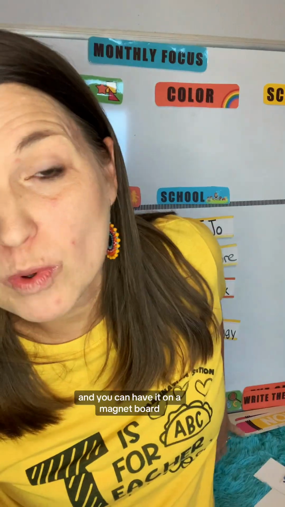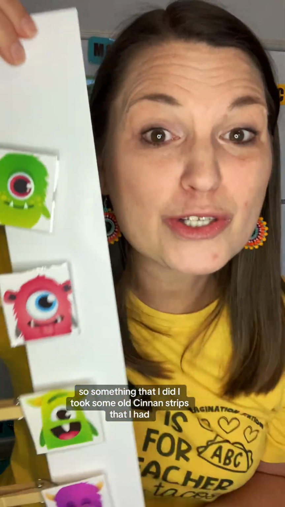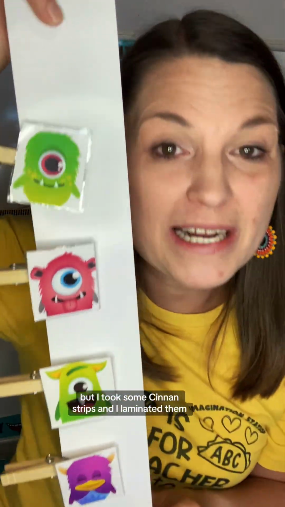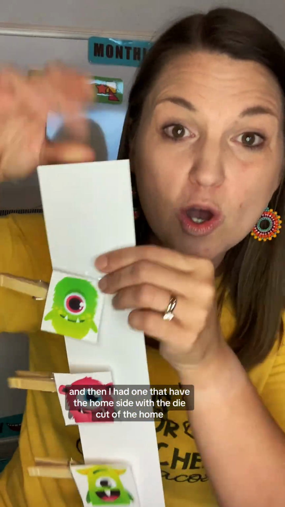And you can have it on a magnet board like I have right here. You can have it attached to Velcro on another spot in your class. In my classroom, we were really tight on space. So something that I did, I took some old sentence strips that I had. These aren't them. These are actually the back side of my calendar things, just for demonstration purposes. But I took some sentence strips and I laminated them. And then I had one that had the home side with the die cut of the home. And then I had one with the school side with the die cut of the school. And I had these attached to our art rack because that was close to our circle time and that's where it fit.